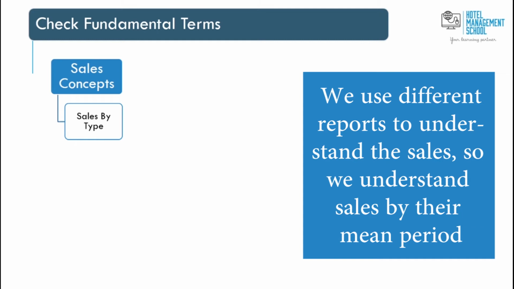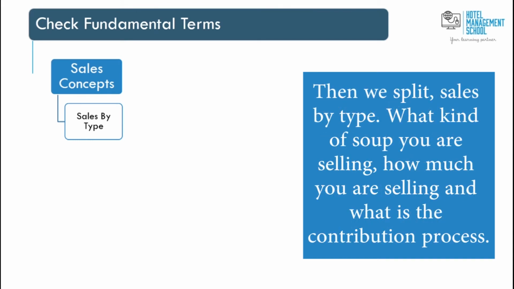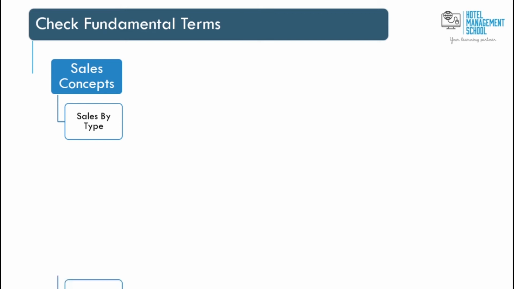So we understand the sales by meal period, right? How much we sell in breakfast, how much we sell in lunch, how much we sell in dinner. Then we split the sales by type. What kind of soup we are selling, how much we are selling, what is our contribution to sales: salad, appetizer, main course, desserts. So we organize by category.